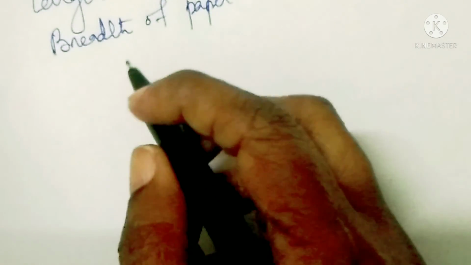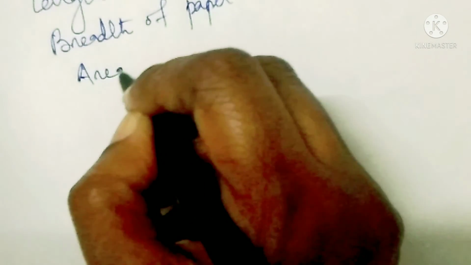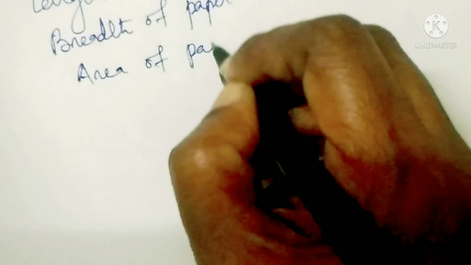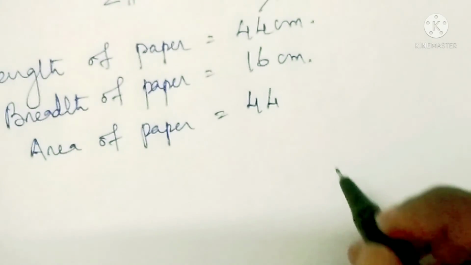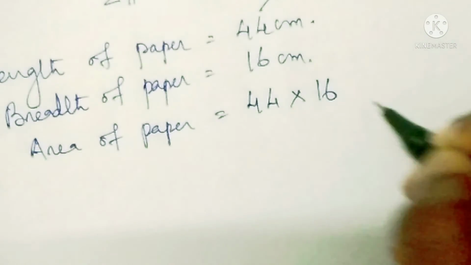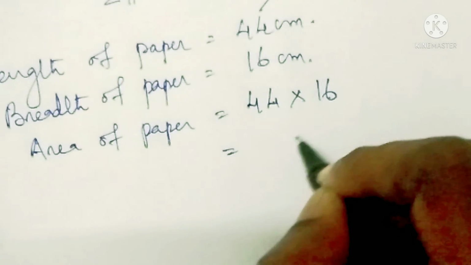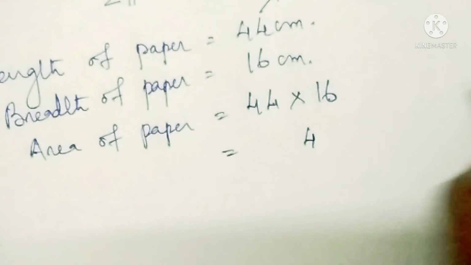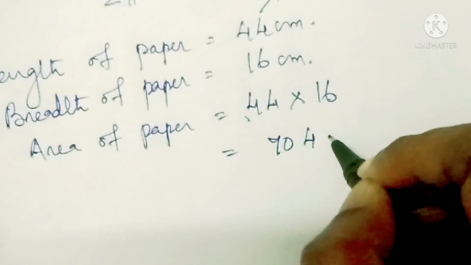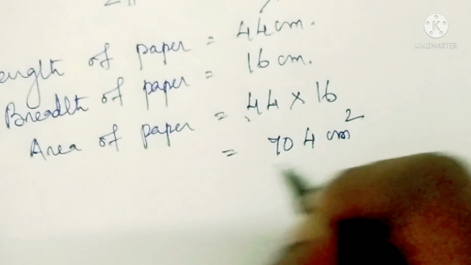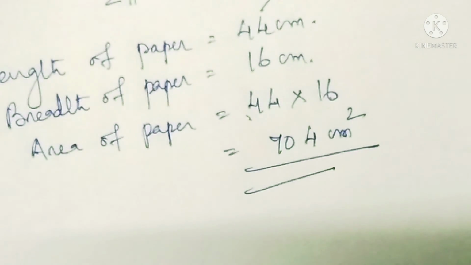Therefore, what you are asked to find out? Area of the paper, or area of label, is equal to 44 into 16, L into B. 16 fours are 64, 16 fours are 64 plus 6, 70, 704 centimeter square. So what is the area of the label? Area of the label is 704 centimeter square.